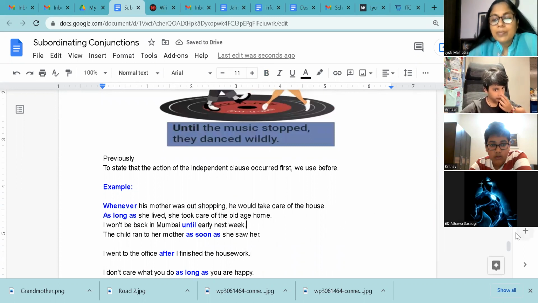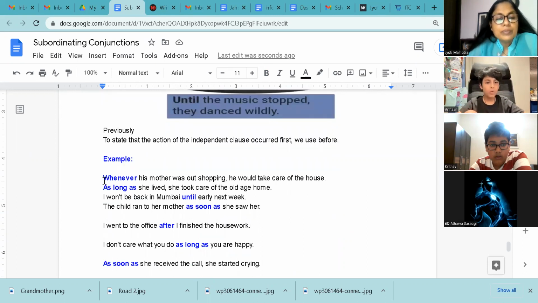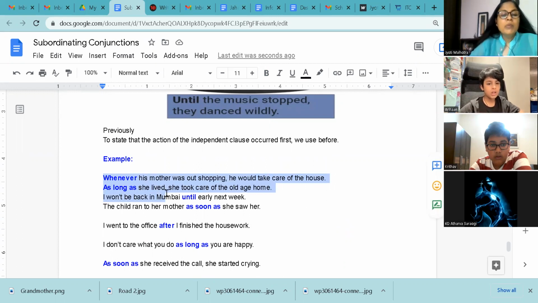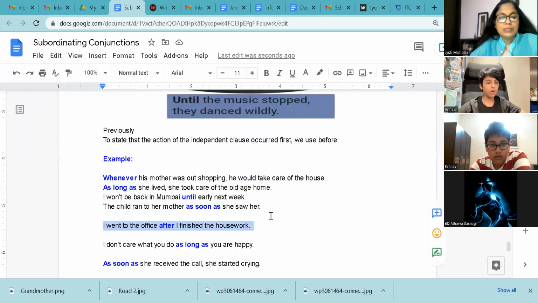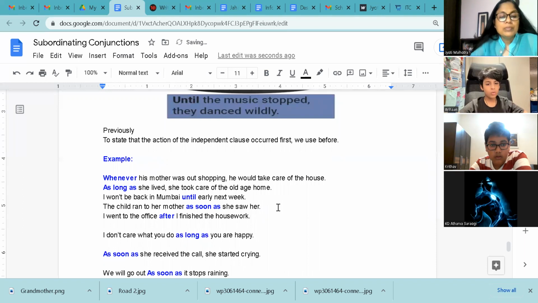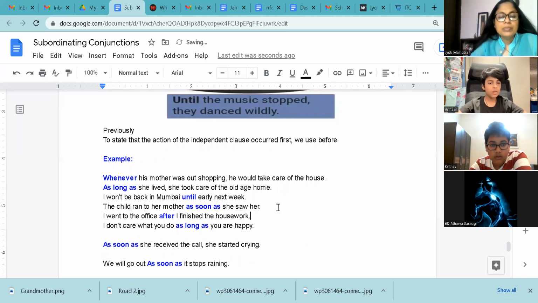Rehan, please read. Whenever his mother was out shopping, he would take care of the house. As long as she lived, she took care of the old age home. I won't be back in Mumbai until early next week. The child ran to her mother as soon as she saw her. I went to the office after I finished housework. I don't care what you do as long as you are happy. As soon as she received the call, she started crying.